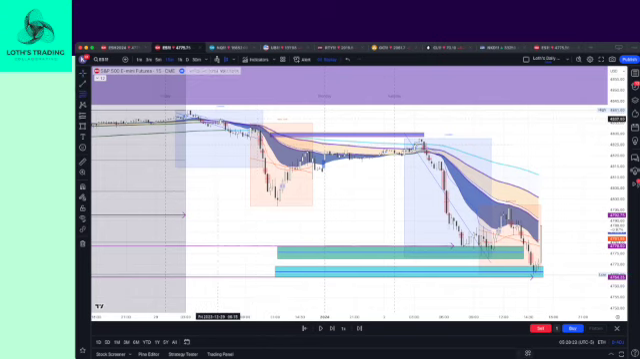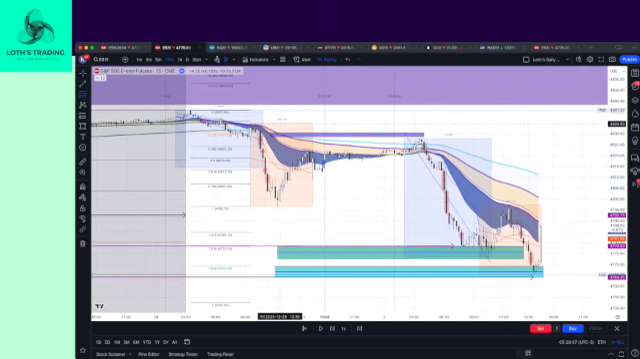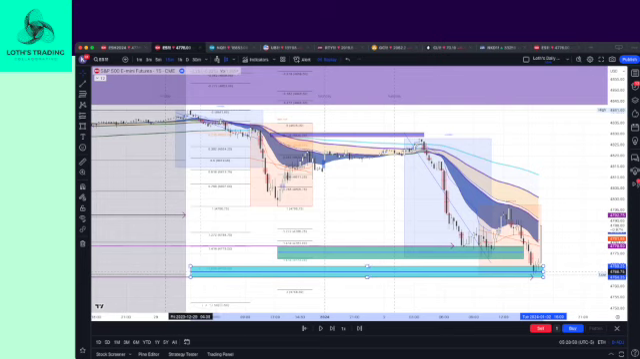First off, I'm going to do the full day fib expansion, just drawing with the fib tool from the high to the low. I'm just going to leave it over here. And I'm going to do the same thing for the New York session, which is the regular trading session, the RTH, from the high to the low. When you extend these Fibonacci levels to the 1.618, you can see the RTH 1.618 lines up at the bottom of this box.